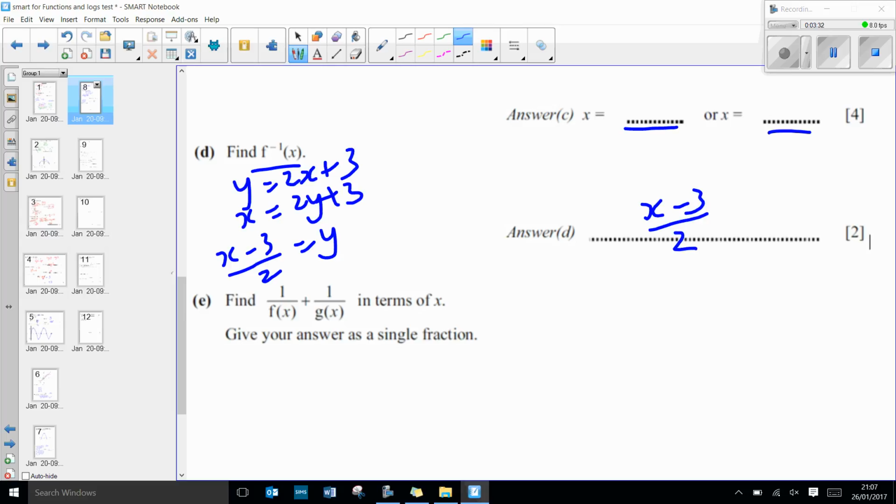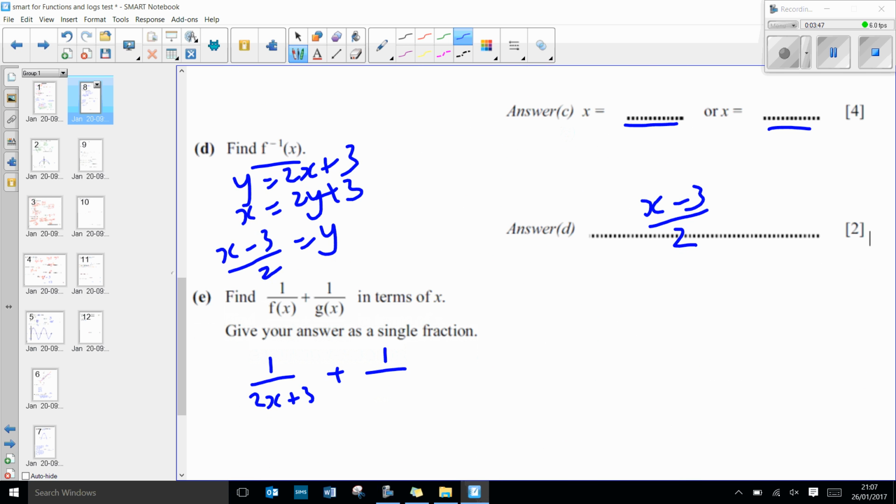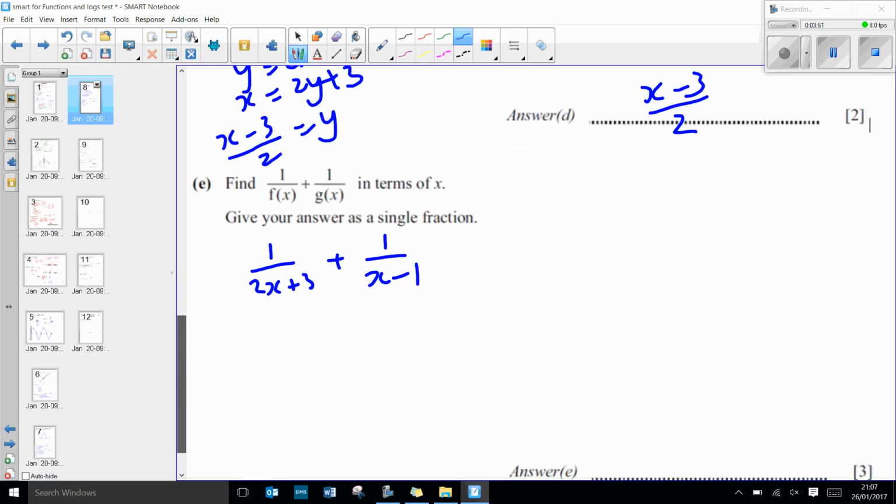Find 1 over f(x) plus 1 over g(x) in terms of x. Give your answer as a single fraction. So we've got 1 over 2x plus 3, plus 1 over x minus 1. Okay, so we're writing them as a single fraction. We're adding algebraic fractions, which means our denominator has to be the same.